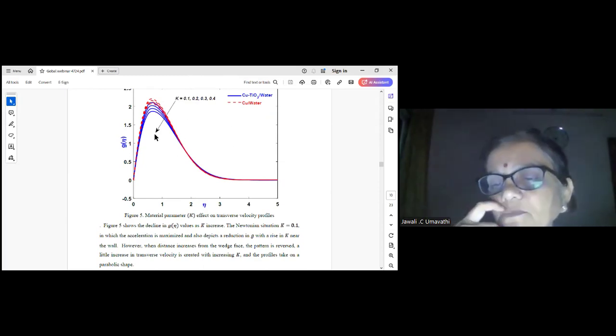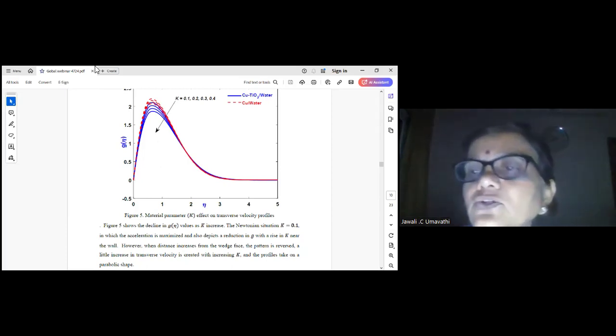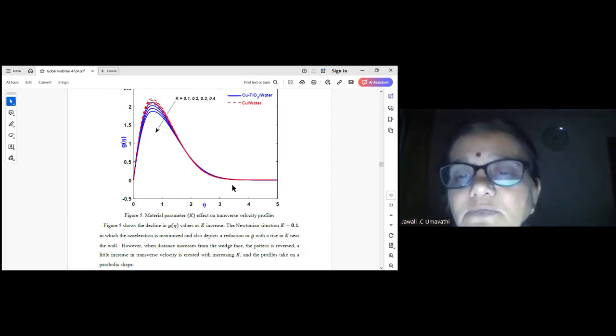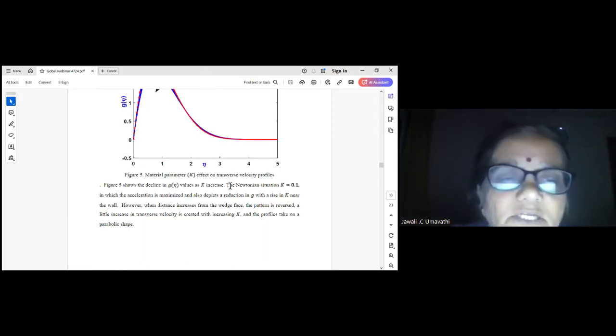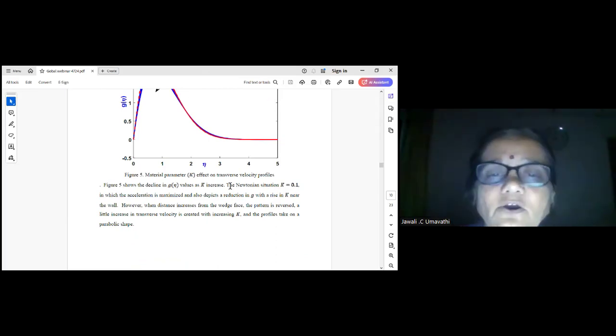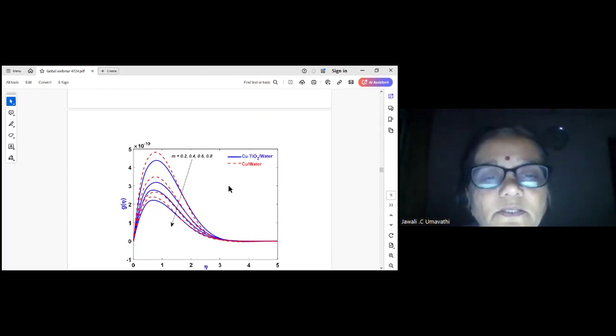And because it's a boundary layer concept, you can also say that your results are good, because when eta tends to infinity, you need to get a straight line. So it is there in all the graphs. This is one of the methods of judging whether your results are correct or not.